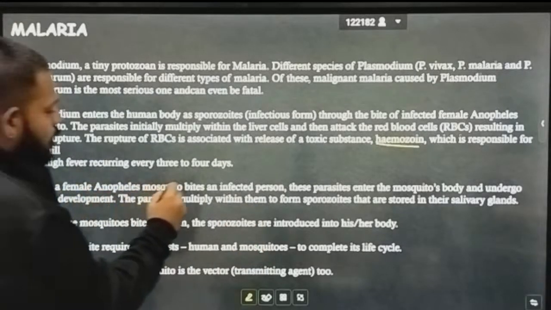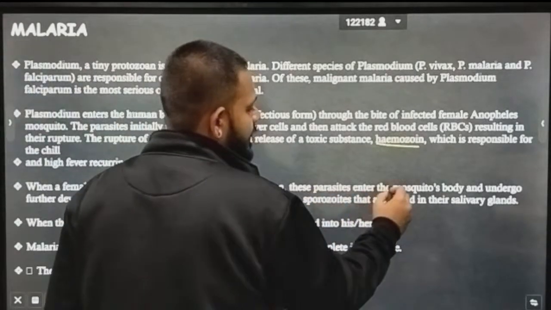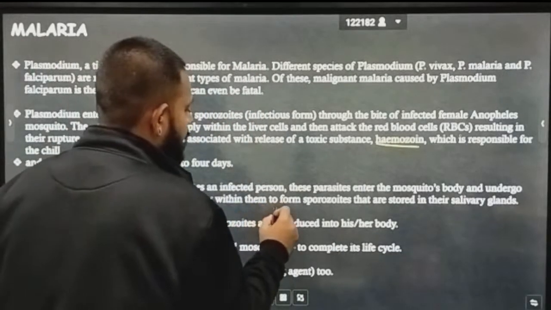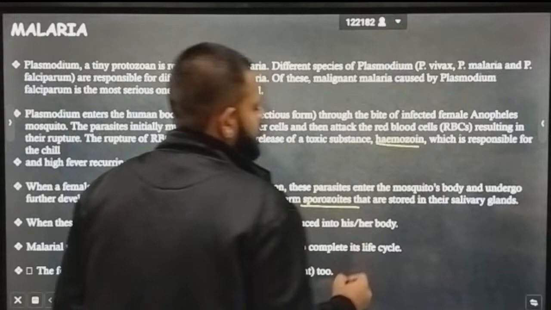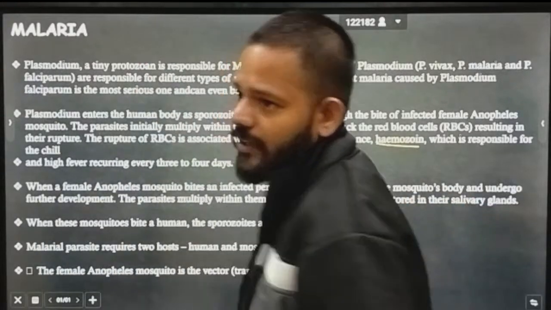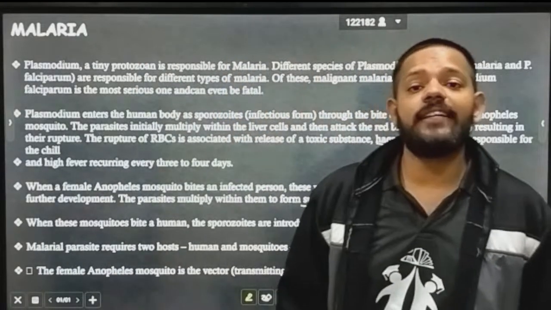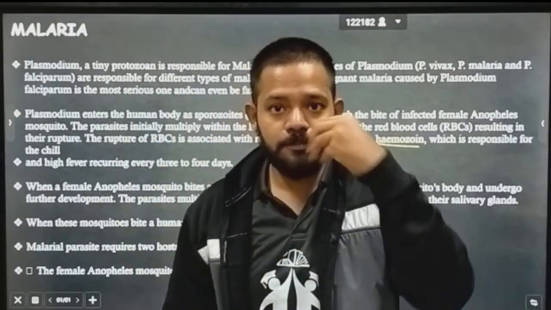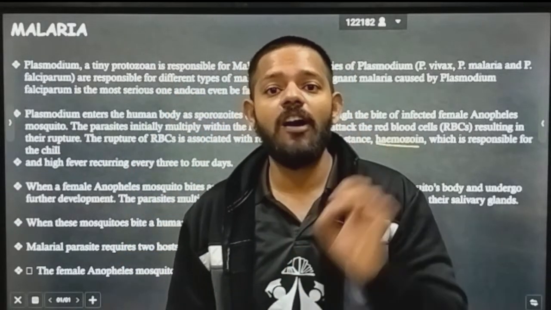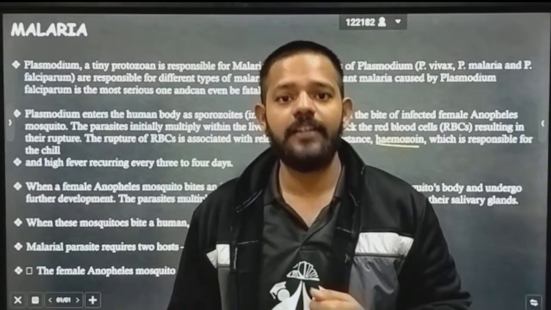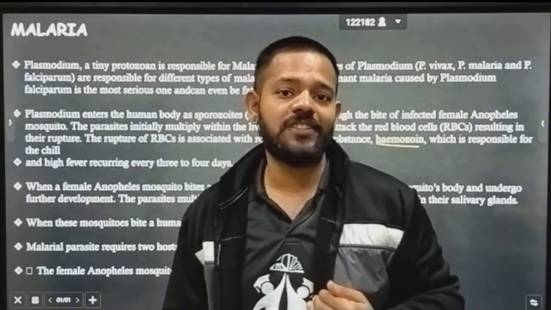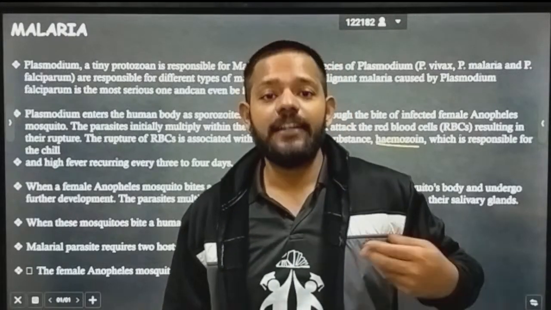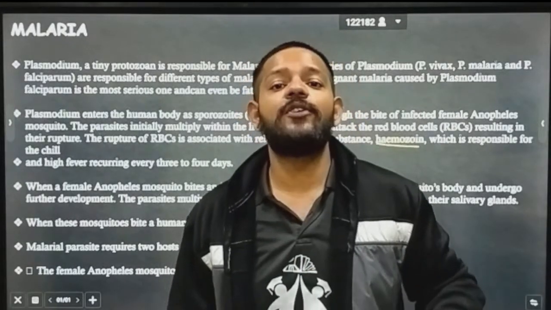When a female Anopheles mosquito bites an infected person, the parasite enters the mosquito's body and undergoes further development. The parasite multiplies within it to form sporozoites that are stored in its salivary gland. The salivary gland of the mosquito contains sporozoites, and when that mosquito bites you, the sporozoites present in the saliva of the mosquito enter our blood. From the bloodstream, they go inside the liver, where they convert into merozoites and trophozoites.